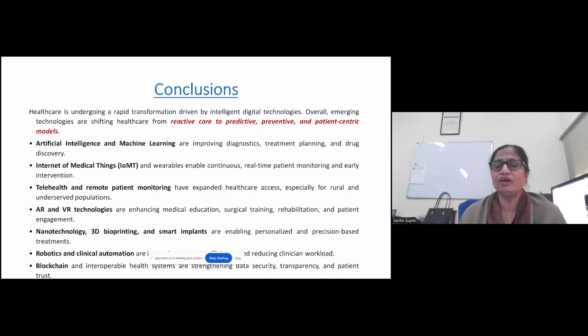Blockchain and interoperable health systems are strengthening data security, transparency, and patient trust. We generally bother whether our data is safe; nowadays even with banking we feel so much tension about whether our data is safe or not. Although blockchain is integrated everywhere.